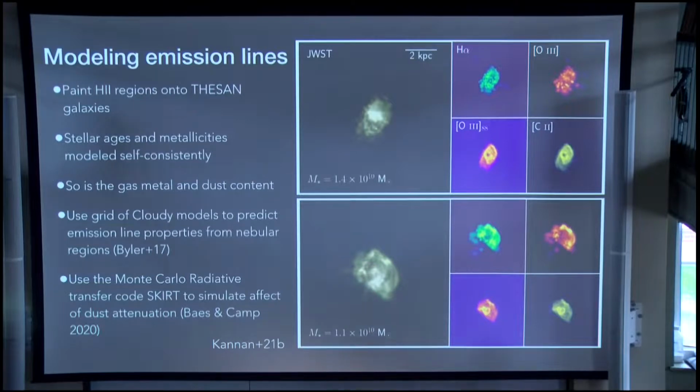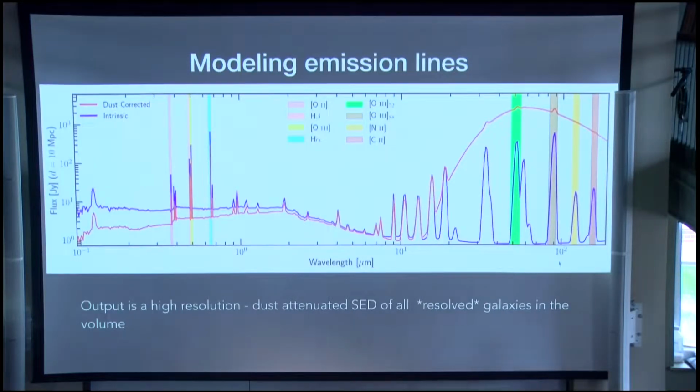So we paint H2 regions onto these galaxies, taking self-consistently the star formation rate, stellar ages, metallicities, and the dust content. And we use a Monte Carlo post-processing code, SCRT, to understand the effect of dust attenuation in these galaxies as well. As you can see, here is an example of a JWST mock image of 2 galaxies, and also emission line maps of the galaxies in our simulation. This process basically gives you the full SED of all the galaxies in a simulation, and then you can calculate what the emission lines are telling us. And I look at a lot of emission lines in both the rest-frame optical and the IR.